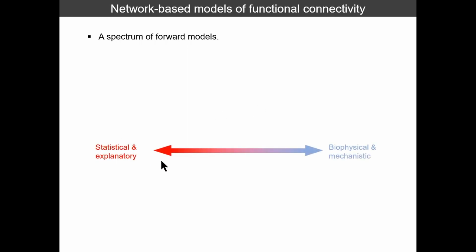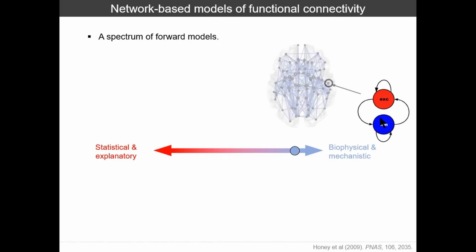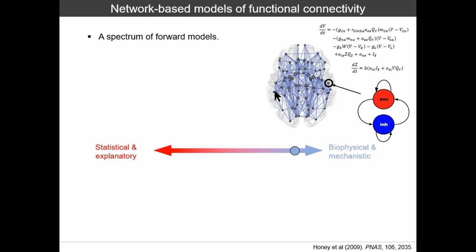So what kind of models do we use in this forward modeling approach? Well, there are in fact a spectrum of models, ranging from simple statistical models that seek only explanatory relationships to those that are biophysical and ideally closer to mechanism. So a good example of the biophysical models are neural mass models. The neural mass model assumes that there is a population of excitatory and inhibitory neurons at each brain area, at each node in the network. They live there, they talk to one another, and they can excite themselves or inhibit themselves. And these populations are then coupled to one another via the anatomical structural connectivity.